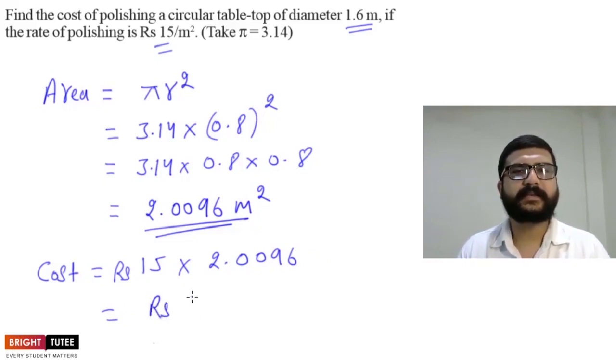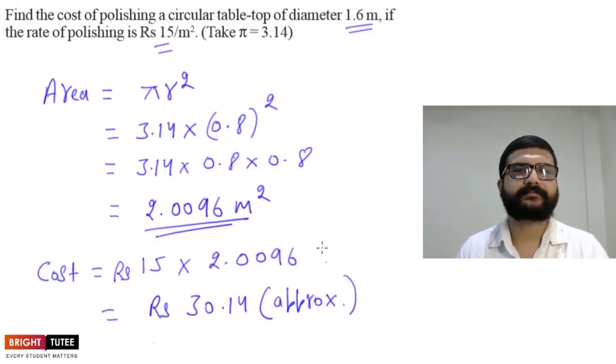approximately rupees 30.14. So this is the approximate value. So the cost of polishing is rupees 30.14.